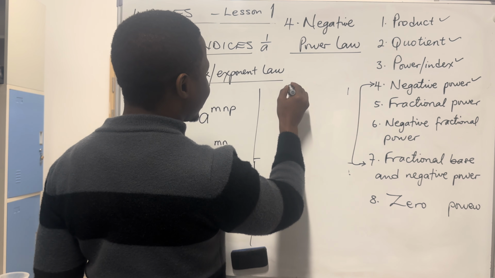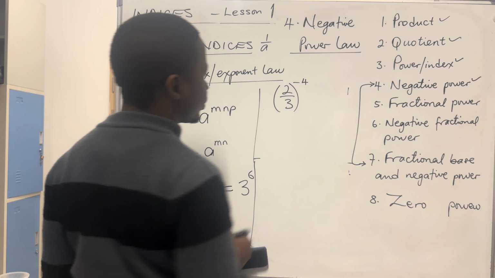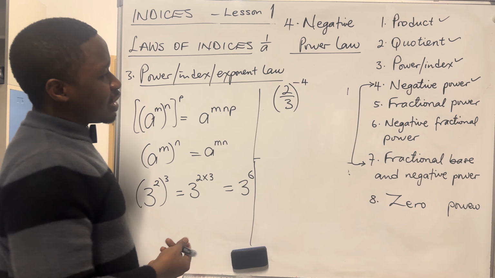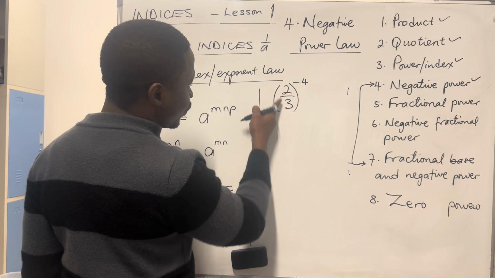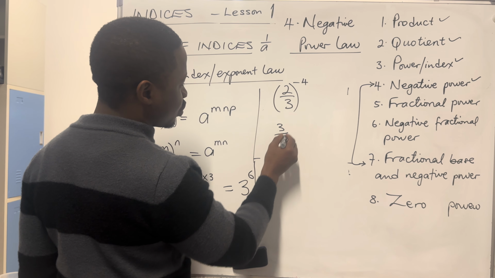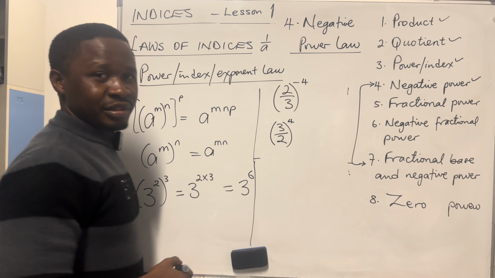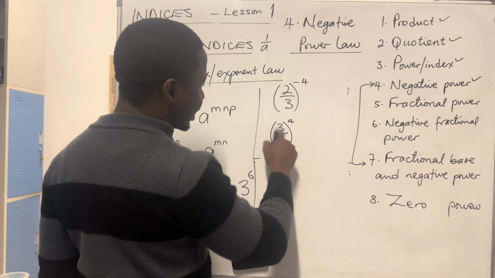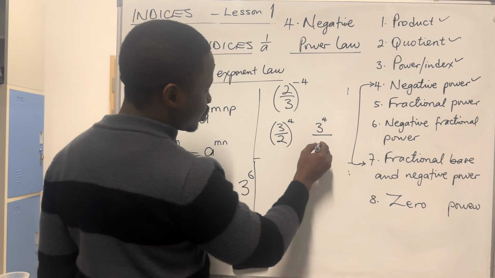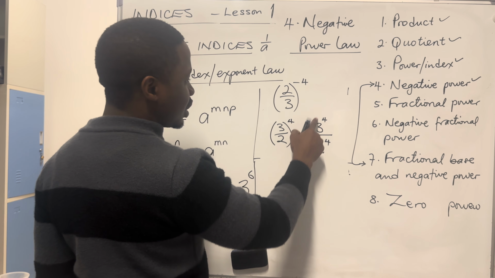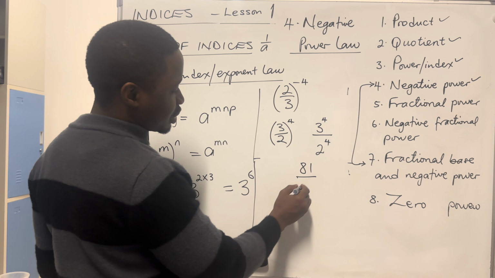What if we have 2 over 3 raised to negative 4? The power is negative. So what is the inverse of 2 over 3? It's 3 over 2. Automatically forget about the minus. Write the positive power. So when the power affects 3, we say 3 to the power 4. When the power affects 2, 2 to the power 4. So 3 to the power 4 is what? It's 81. 2 to the power 4 is what? It's 16.